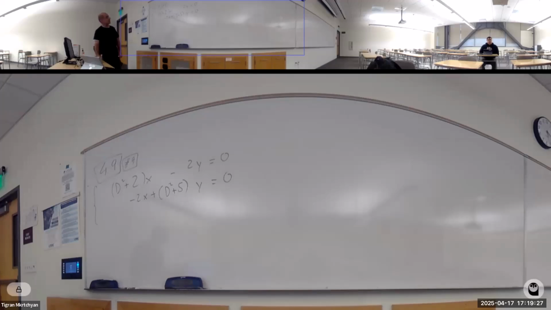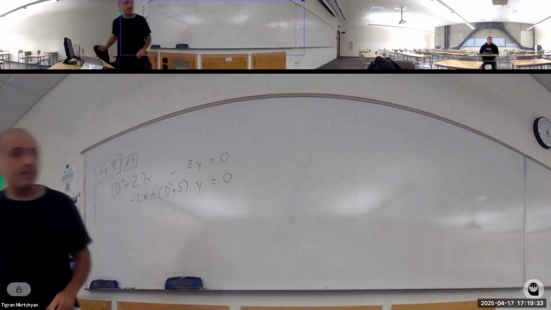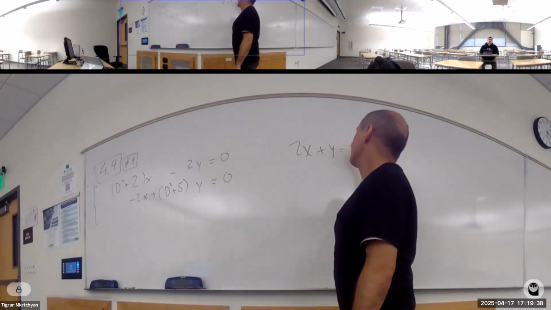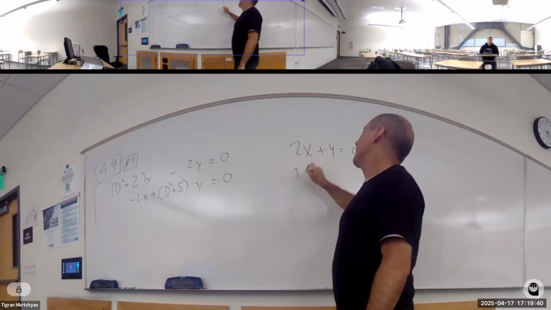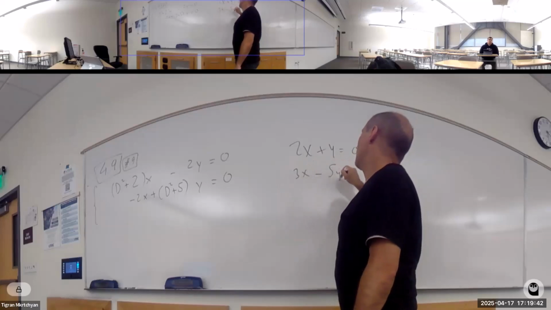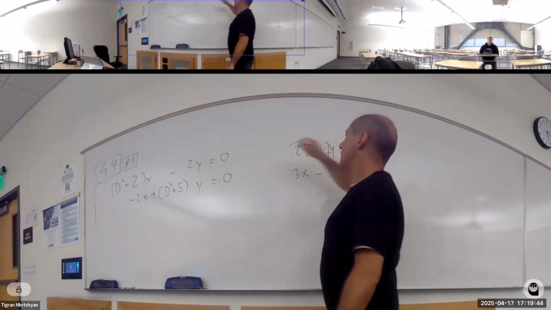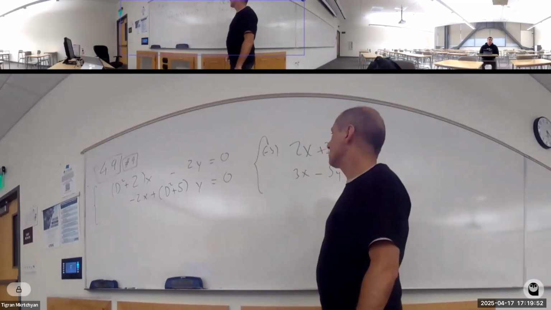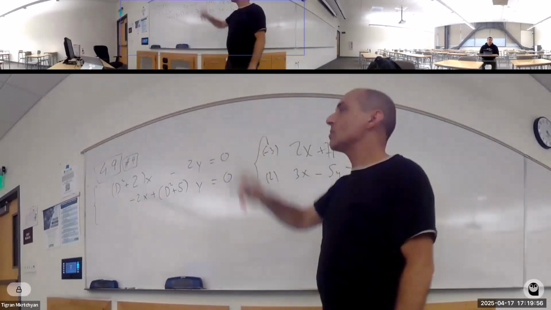Oh, it's cancellation, like in your algebra, right? How do I cancel? So what if this was your algebra: 2x plus y equals 0, 3x minus 5y equals 0. How do I cancel the x? What would you multiply to cancel the x? Multiply the top by -3, and then the bottom by 2. Why can't we do the same thing here?